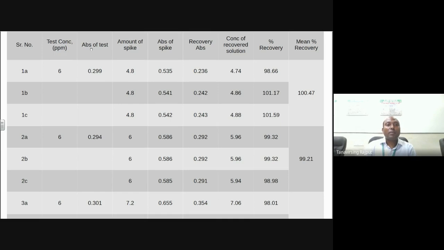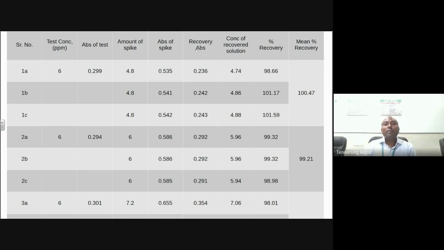And then we measure the absorbance due to only the test solution. For example, that absorbance is 0.2. And then we measure the absorbance of our test solution after spiking our pure drug. Means the absorbance of 0.5 is the absorbance of our 6 ppm test solution along with 4.8 ppm of our pure drug. Okay, that absorbance is 0.5.